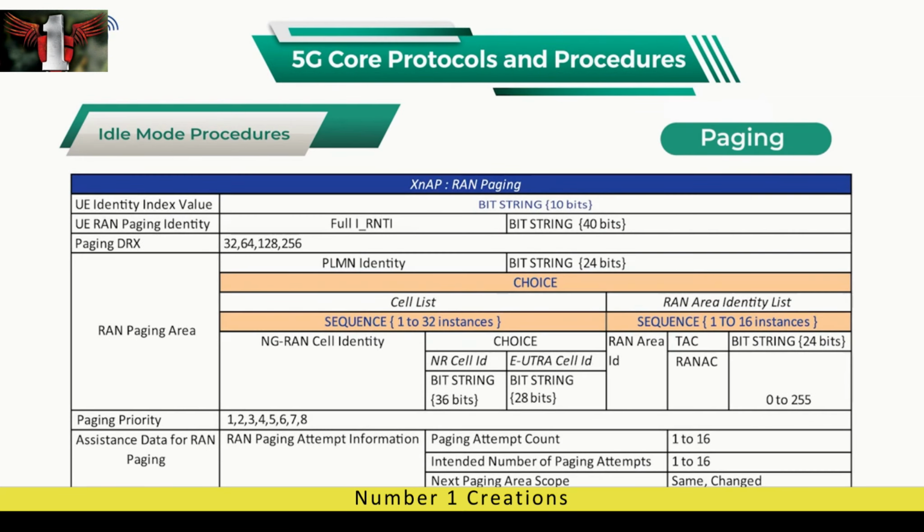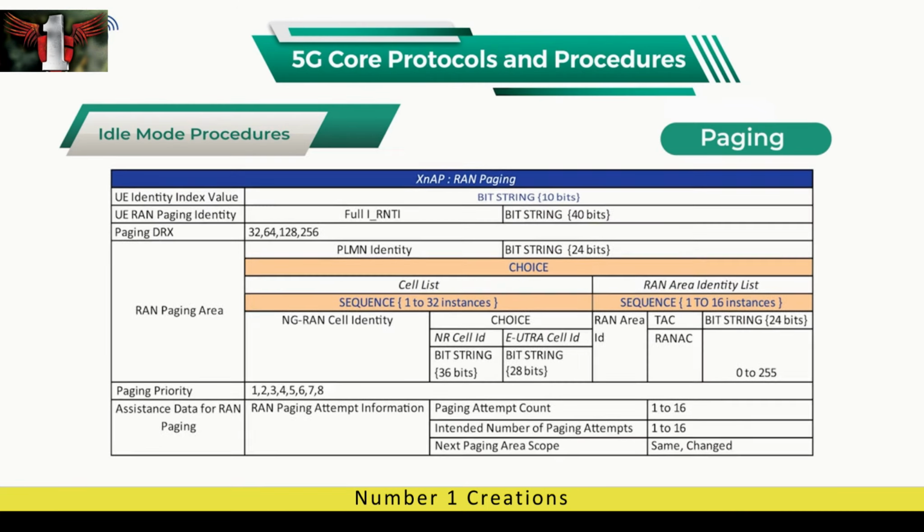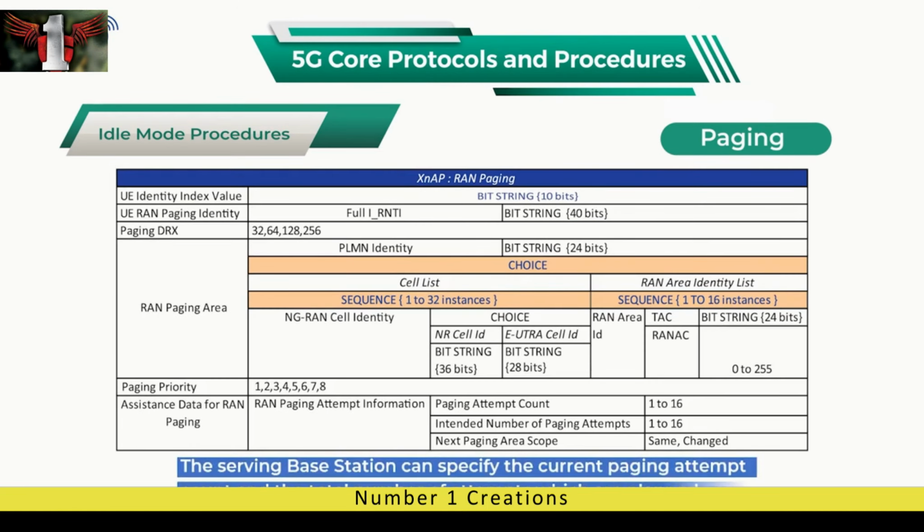The assistance data for RAN paging can be used to provide the target base station with information regarding the retransmission of XNAP RAN paging messages. The serving base station can specify the current paging attempt count and the total number of attempts which are planned. The serving base station can also specify whether or not it plans to change the scope of the geographic paging area on the next paging attempt.